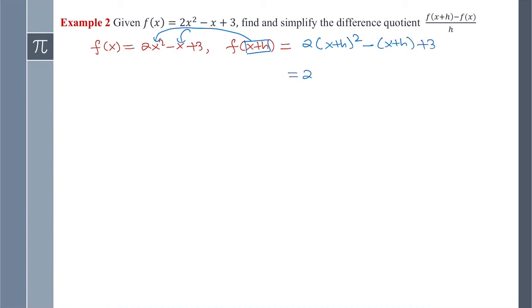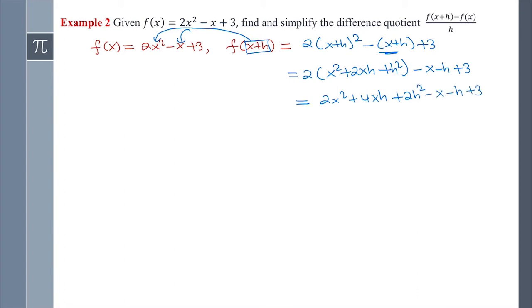That equals 2 times x plus h squared, which means x plus h times x plus h, which gives us x squared plus 2xh plus h squared. Then we can distribute that negative here, so we get minus x minus h plus 3. And then if we distribute that 2, we get 2x squared plus 4xh plus 2h squared minus x minus h plus 3. Now, if you look over there, we really cannot simplify. There are no like terms that we can combine, so we'll just leave it there.